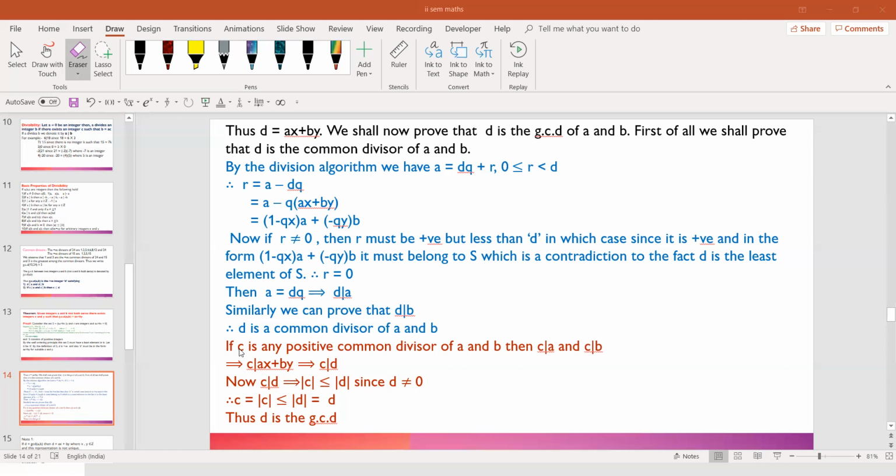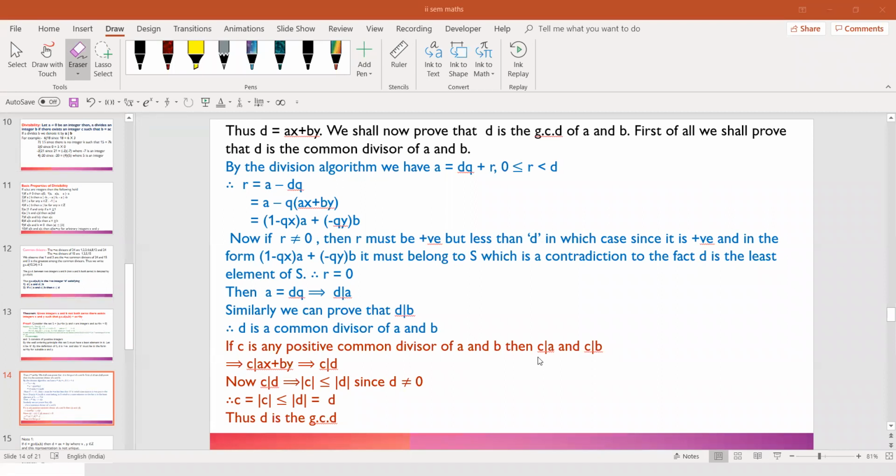Now we have to show that D is the greatest common divisor. D is larger than all common divisors. Take one arbitrary positive common divisor C of A and B. If C is any other positive common divisor of A and B, then you know C divides A and C divides B, which is the meaning of common divisor.